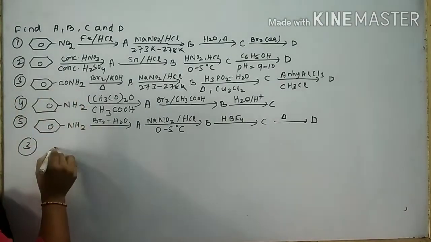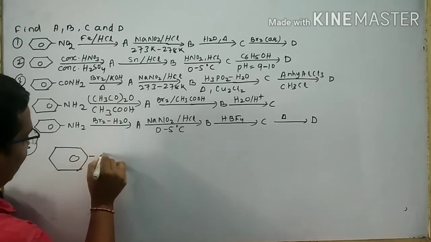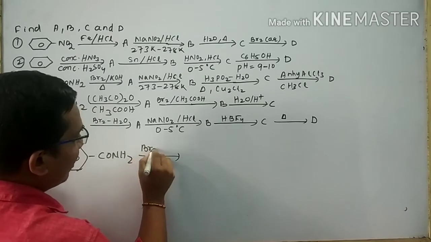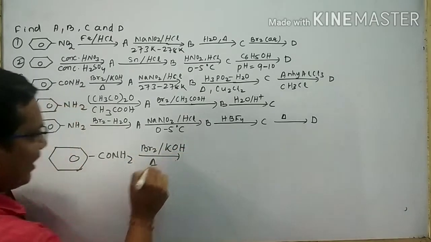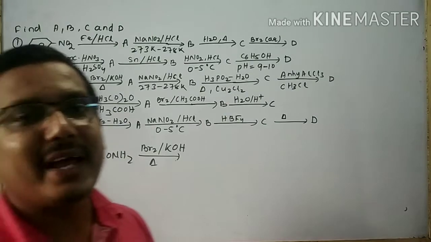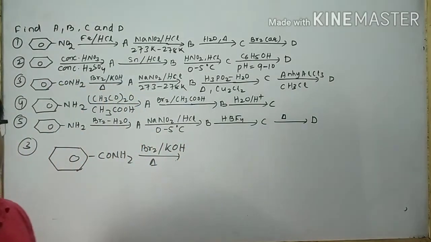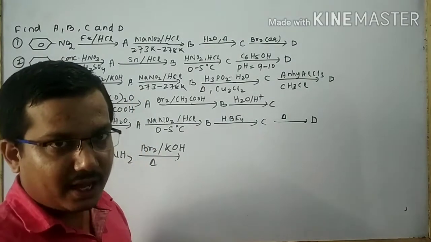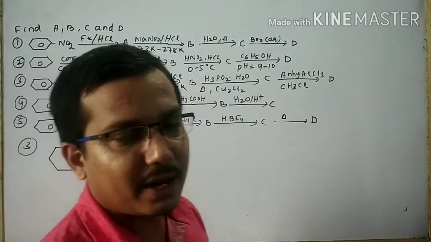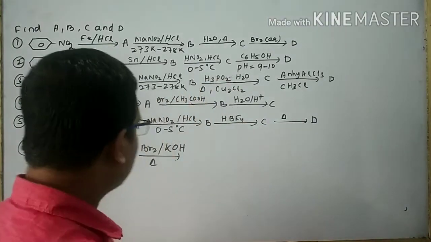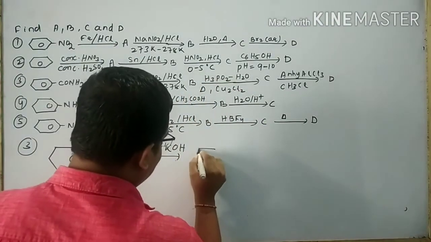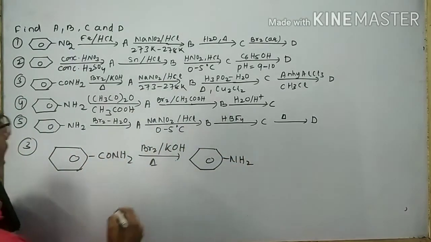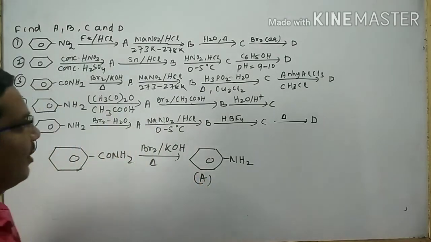This is your benzamide, said to be an acid amide. Now it is subjected to reaction with Br2 in the presence of KOH. Heat is given. This is said to be the Hofmann-Bromamide reaction. In the Hofmann-Bromamide reaction, an amide is converted into an amine, and the amine has one carbon atom less than the amide. So here aniline is formed, and this is considered as A.